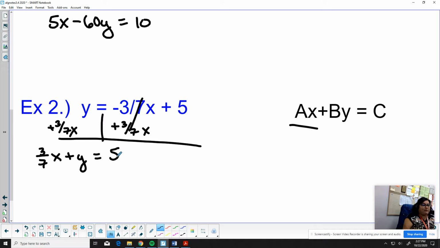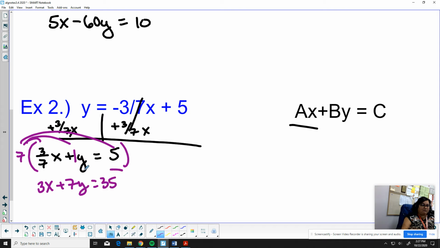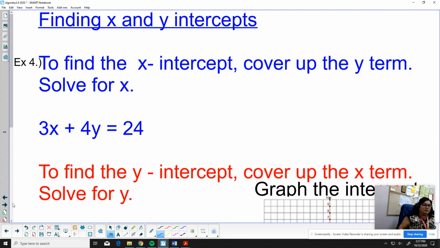So the only thing that's a problem is that A is a fraction. So since A is a fraction, what I want to do is I want to multiply the entire equation by the denominator. So you would use Desmos and type in 7 times 3/7. And when you do that, it will give you 3. And it's got an X. There's a 1 here. So you're just distributing this 7 to all of them. 7 times 1 is positive 7Y. And 7 times 5 is 35. This is my standard form answer. Okay, and we use standard form. It's very useful when we do intercepts, which is why it's in this section.